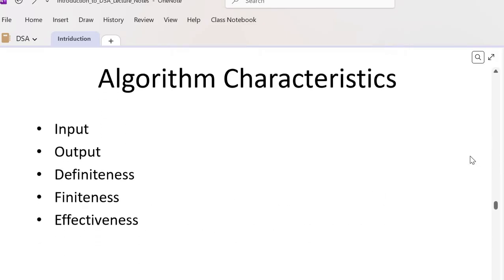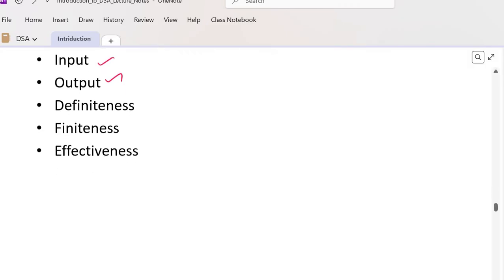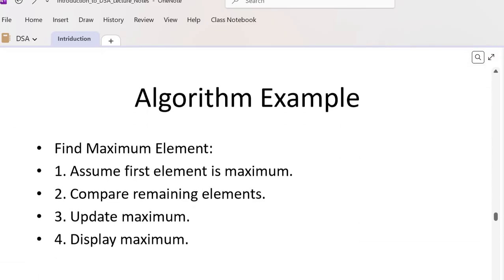Generally, we can say that an algorithm has an input and an output, and definiteness and finiteness. So these are all the characteristics of algorithms. Effectiveness is also a characteristic of an algorithm.